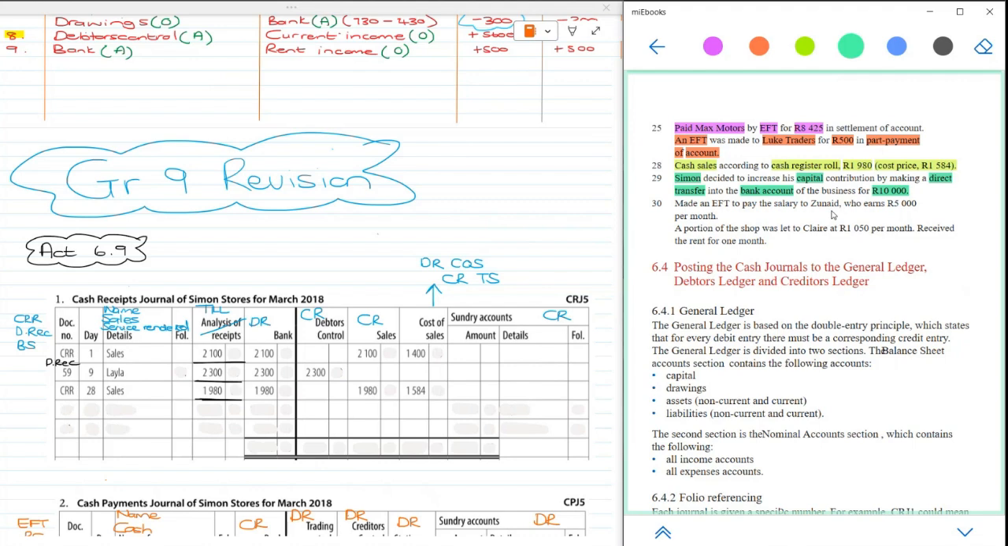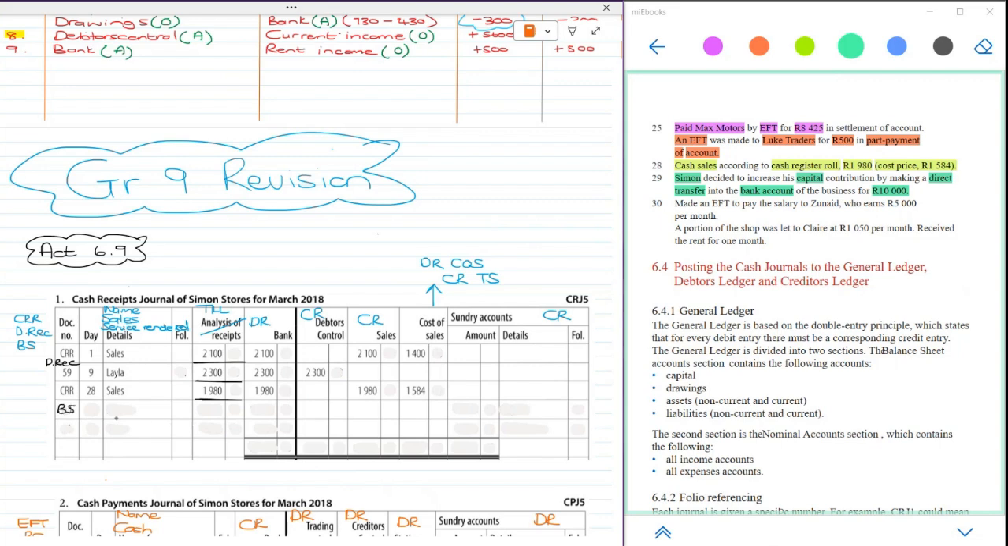Okay, grade 10s, I don't want you guys to get confused because this is a common mistake that is made. We always need to do it out of the business's eye. The business is receiving the money. If the owner is making payments, the owner is not the business. So this is a CRJ transaction. It was paid directly into my bank account, so my source document will be a bank statement.